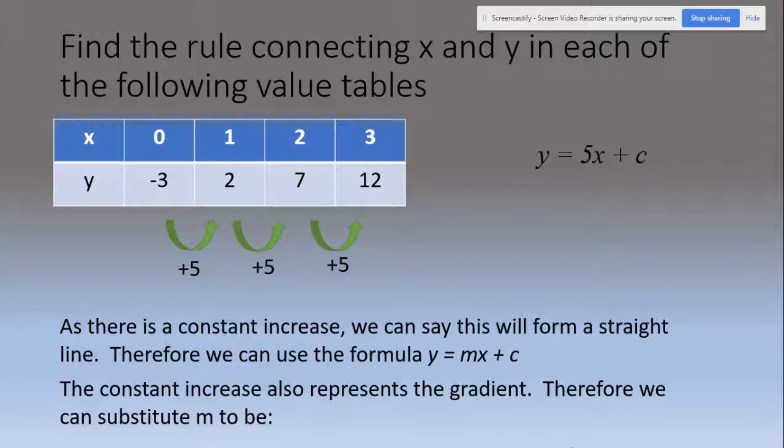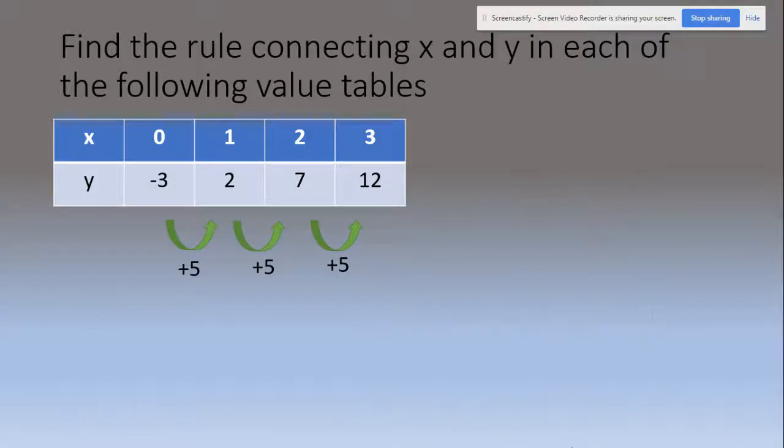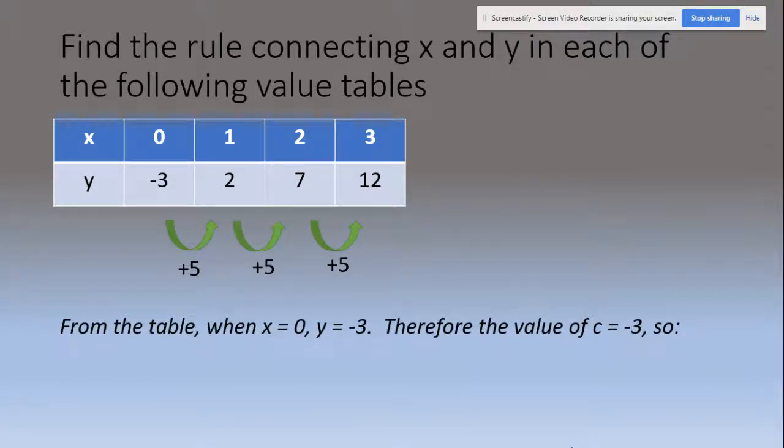So now all we have to do is work out what our c is. In the table, we can see that when x is 0, y is -3. So therefore, we know what the value of c is. The value is -3. So there we go. We've got y equals 5x take 3. So the gradient will tell us what our gradient is. Finding the 0 will tell us what our y-intercept is going to be. And there you go. We've got it.